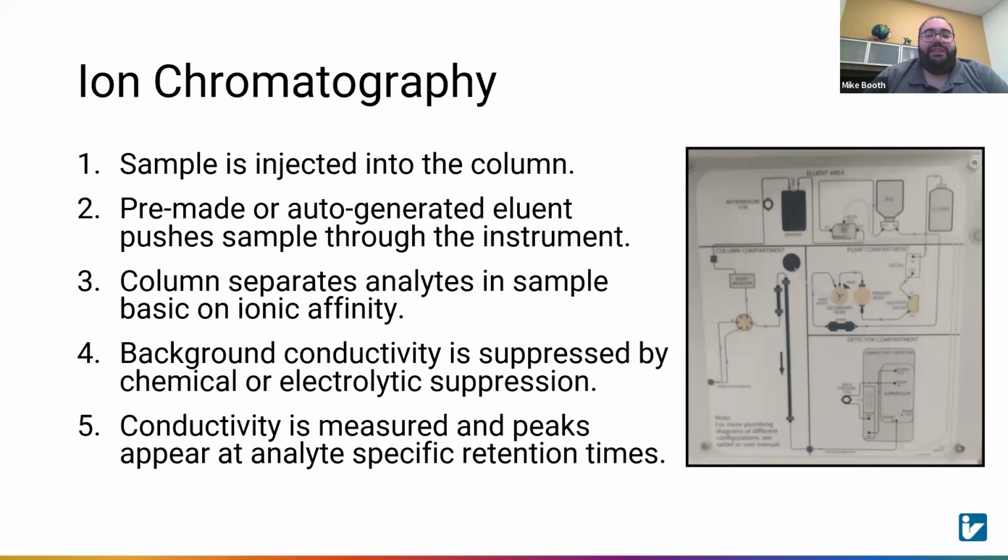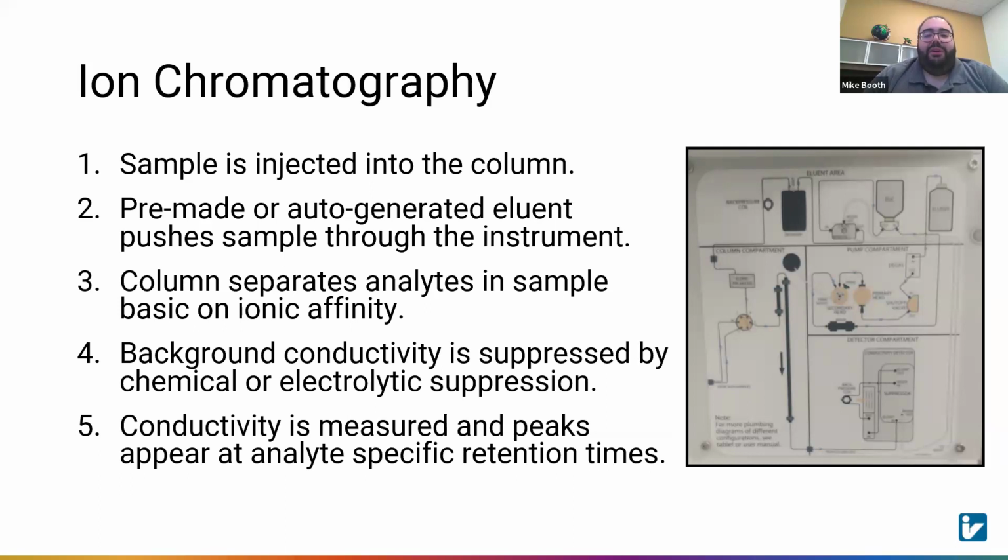Your sample is injected onto an analytical column. Your sample is then pushed through the column with the mobile phase, which in ion chromatography is called the eluent. We're going to talk more about eluent this morning. The column separates analytes based on ionic affinity. So think charge, as opposed to something like HPLC that may do size chromatography.